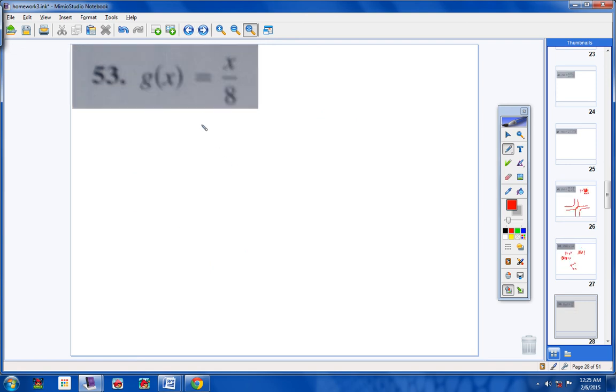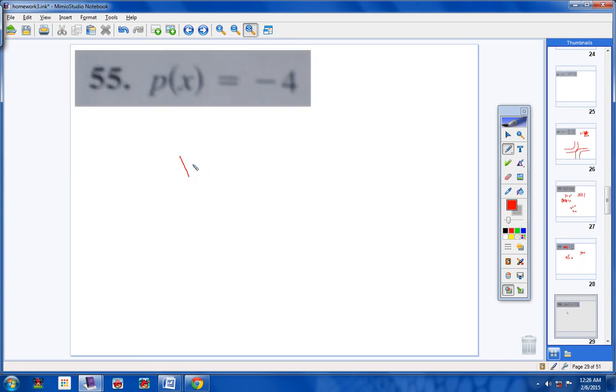Alright, number 53. I'm going to get x by itself, so I'm going to multiply both sides by 8. This is really my y. Multiply both sides by 8. 8y equals x. Now, for every number you put in for y, are you going to get out just one output? Yes, you are. I don't care what you put in for y. You will always get one output. So every input for y is one output. So yes, this function definitely has an inverse function.